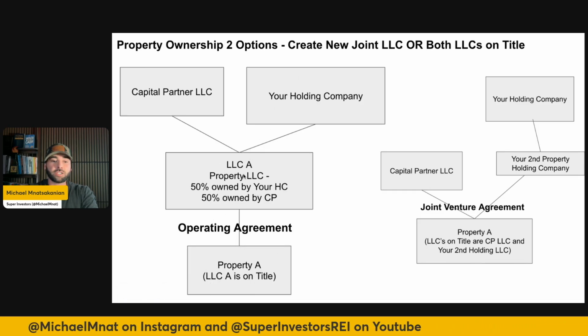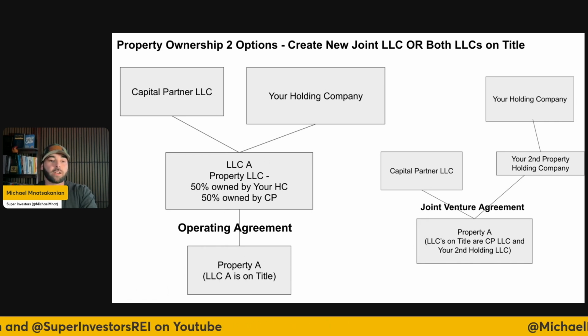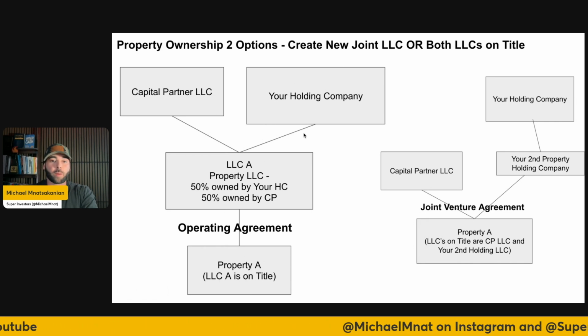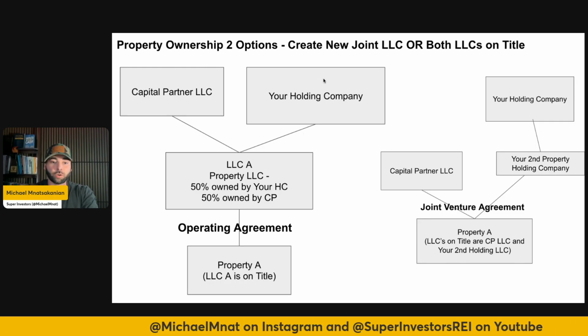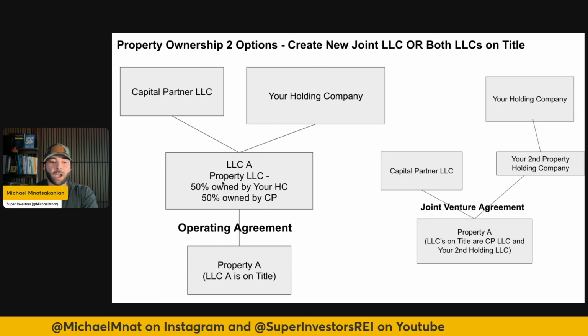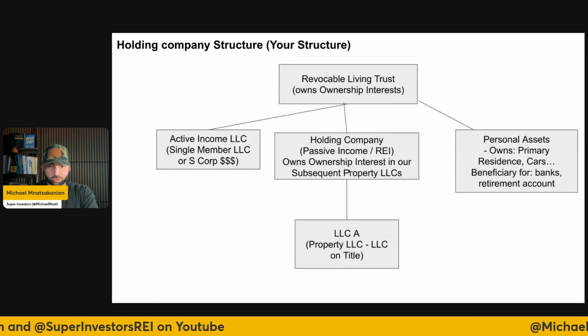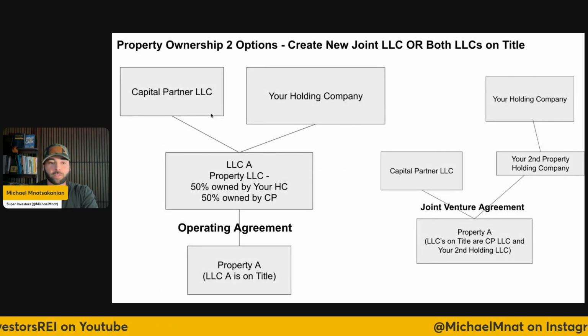If it's just you owning it, you're self-funding it, no capital partners, or they're just a lender, not a co-owner, right? They're not an actual owner of the property. They're just a lender on the property. Well, you would not have this. You would own LLC A outright, and then that LLC A would own this property. That'd be this structure. When there's a capital partner, that's when this becomes important.